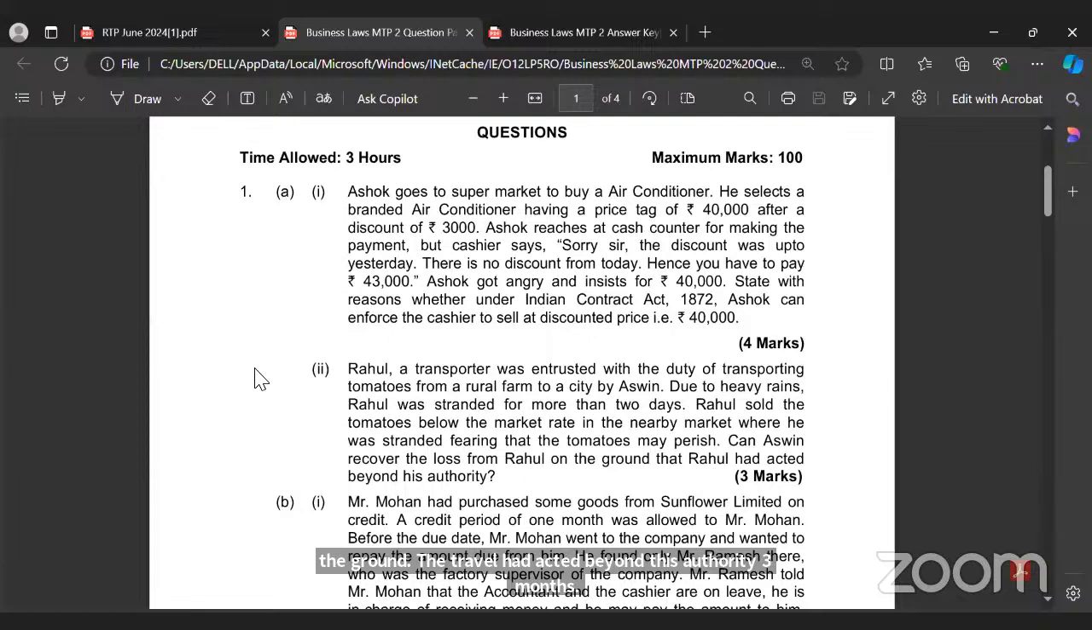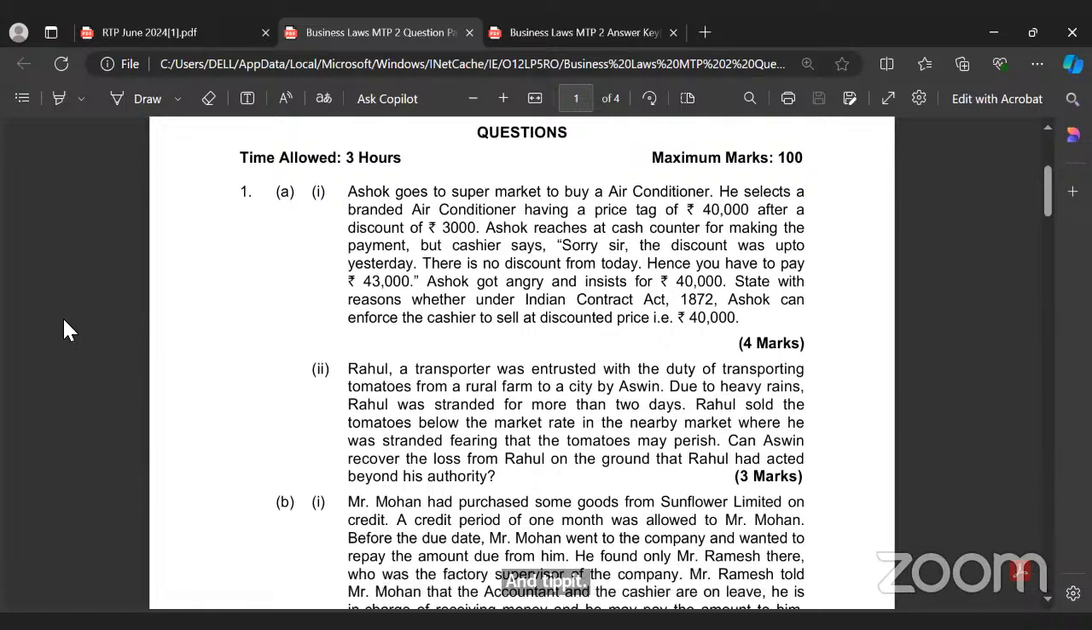Now, this is a transport operator as an agent of the principal. Here the principal is Ashwin and the agent is Rahul. I told you the duties and liabilities of an agent, and I also told you the emergency duties of an agent. So, under emergency circumstances, the agent must do everything to prevent the loss of the principal. I forgot the name of that case.